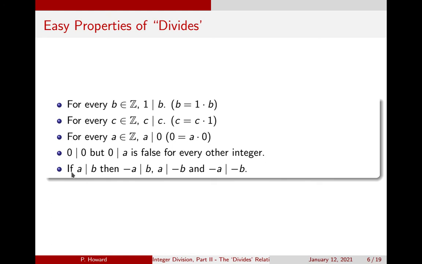And then we saw some examples of this fifth point in this list of properties. If a divides b, then minus a will divide b, a will divide minus b, and minus a will divide minus b. When you're checking the divides relation, the signs of the integers don't really matter.